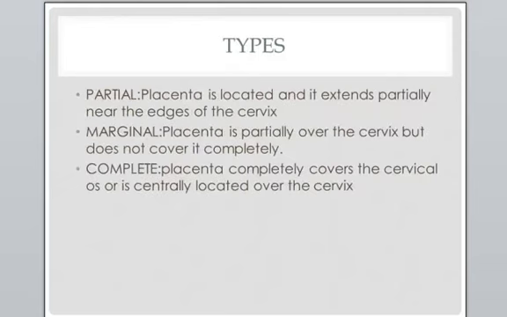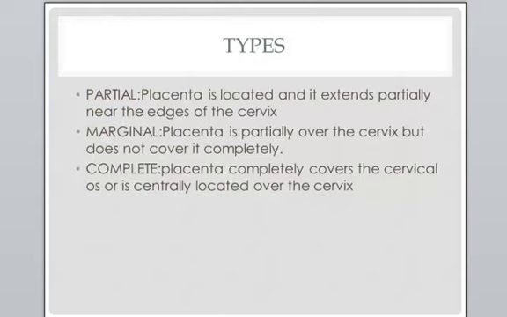Now, what are the types of placenta previa? We have 3 types. Before, we used to refer to them as type 1, type 2, type 3, but now they are called partial, marginal, and complete. Placenta previa is the location of the placenta in the lower uterine segment, but there are grades of this condition. It might be partial, marginal, or complete.